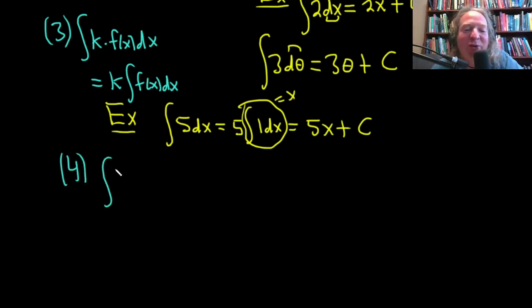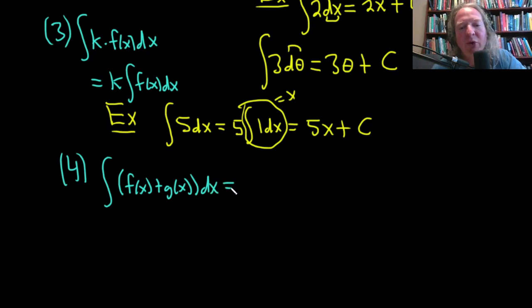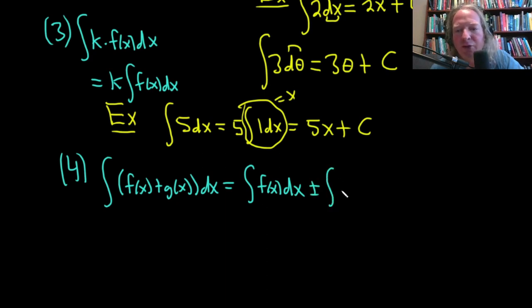This next rule is very useful. It says if you have more than one term in your integrand, you can separate it into two integrals. So if you have, say, f of x plus or minus g of x with respect to x, you can break this up into two separate integrals. We have the integral of f of x with respect to x plus or minus the integral of g of x with respect to x.